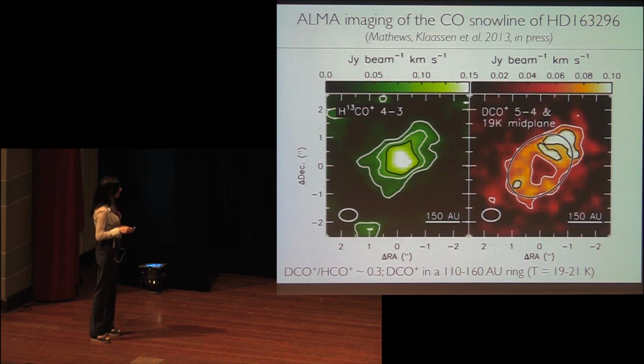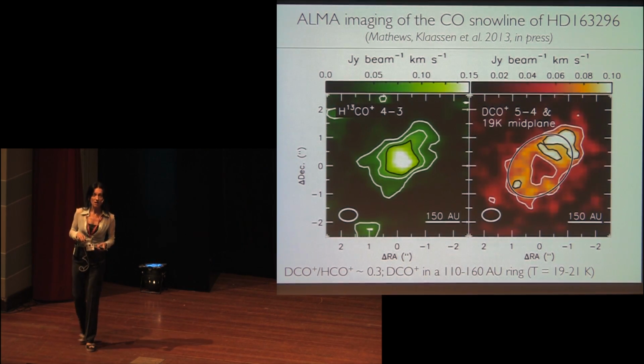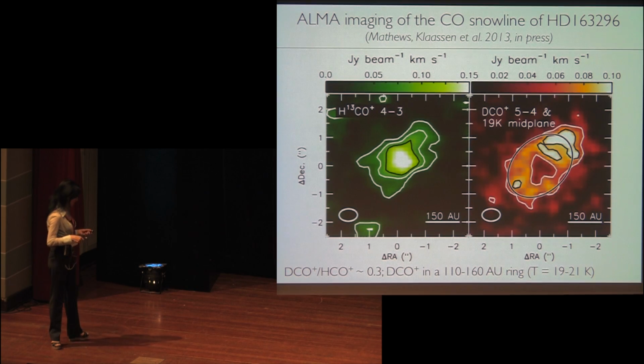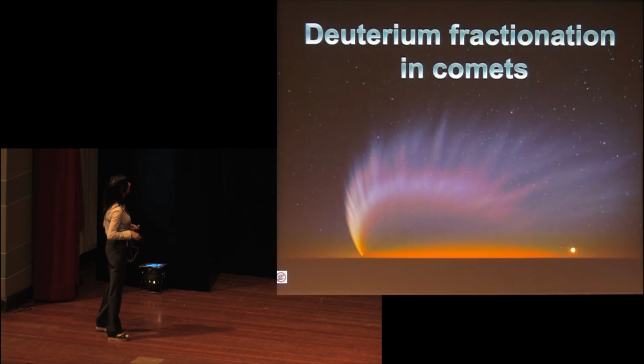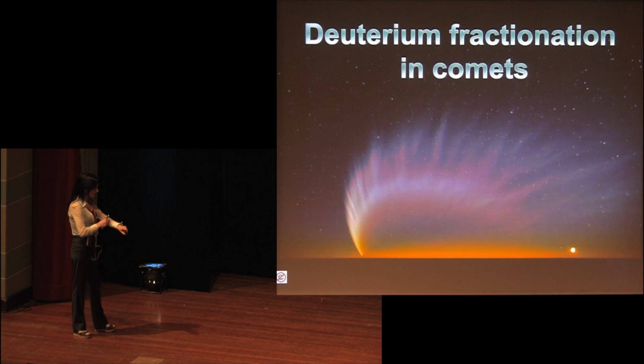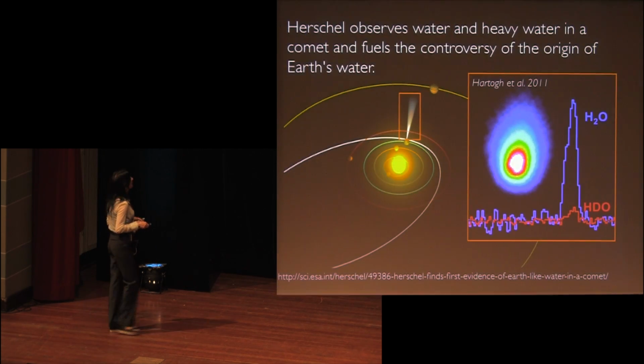And the ring is between 110 and 160. This is actually a Herbig Ae star, so it's more luminous than the star that was in the sketch that I just showed you before. Let's go to comets. And, well, this amazing picture.